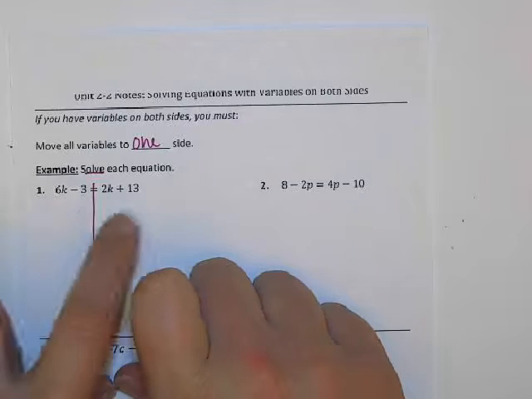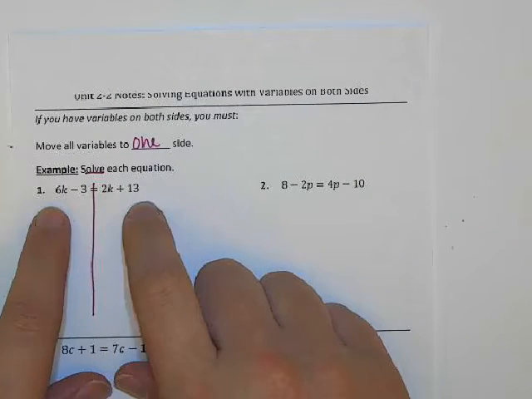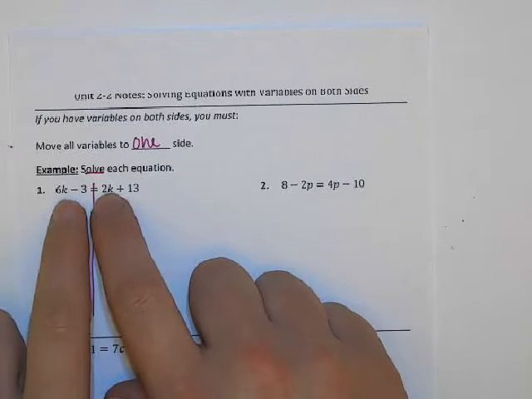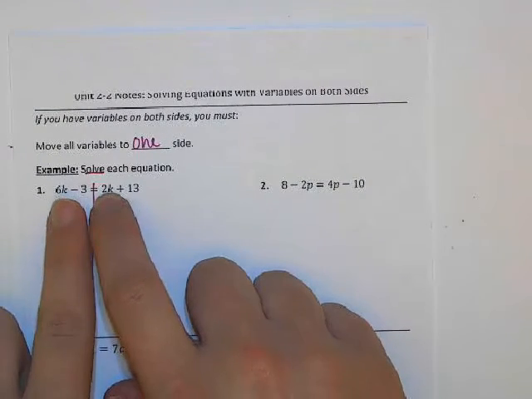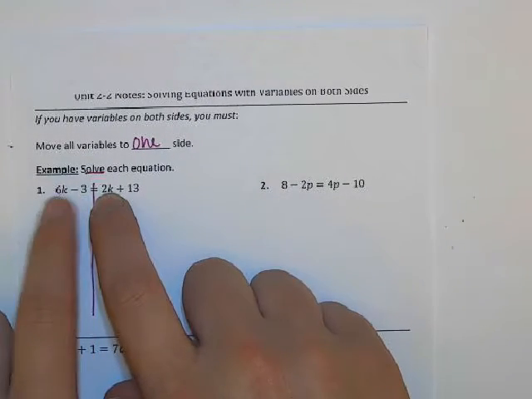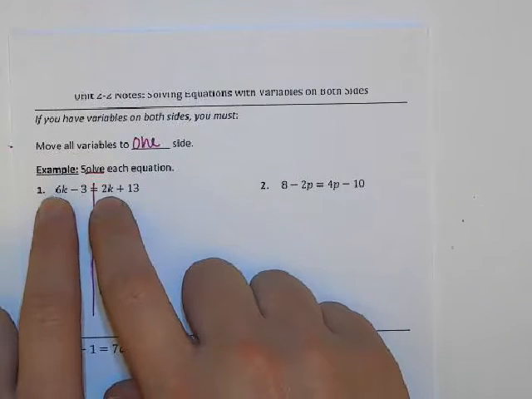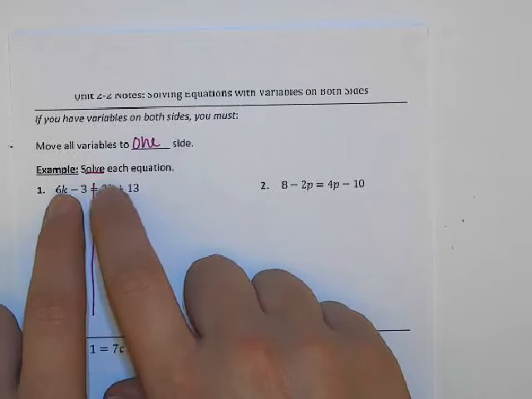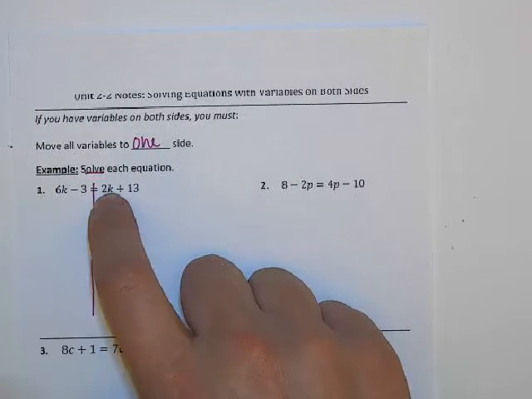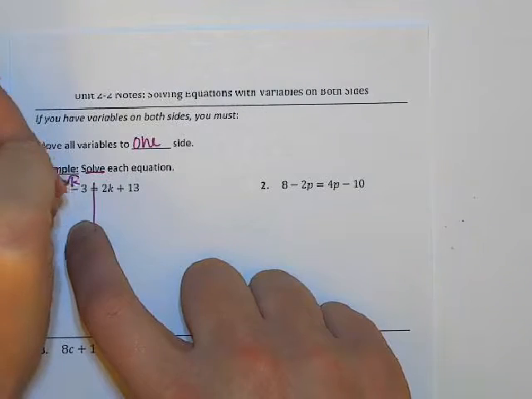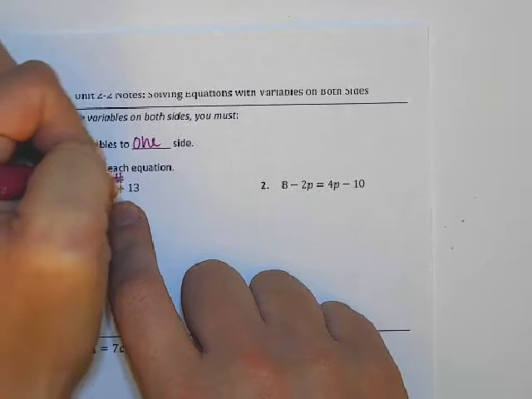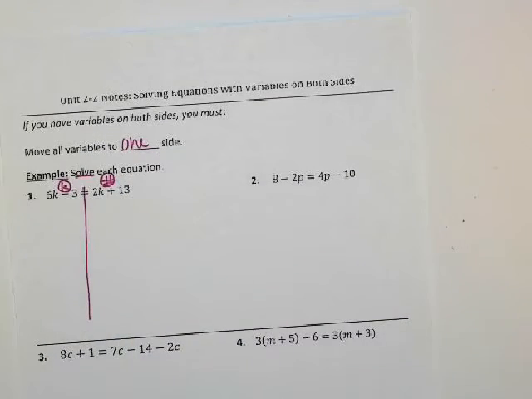I need to get all my k's to one side and all the numbers to the other. So when I have variables on both sides, I ask myself, which side do I want to move all the variables to? Which variable is bigger? Is 6 bigger or is 2 bigger? 6 is bigger than 2, so this is going to be my k side, so put a k and circle it. And this is going to be my number side, so put a hashtag and circle it.